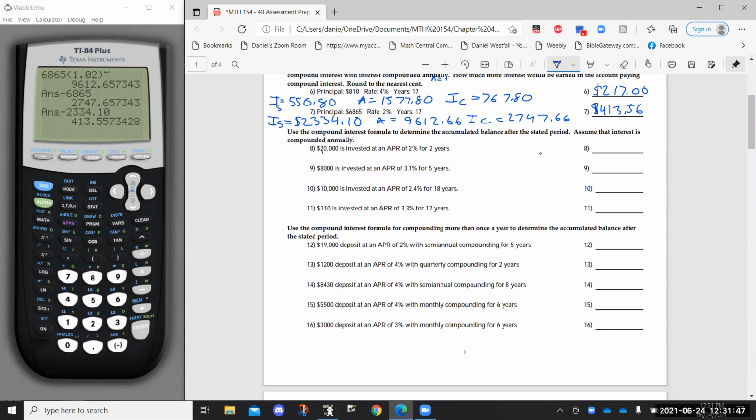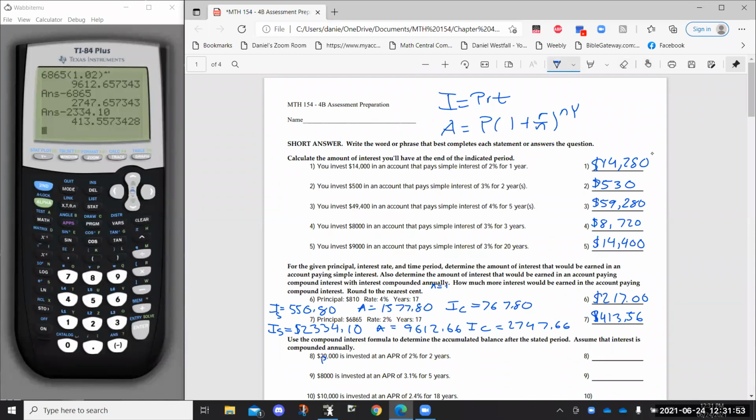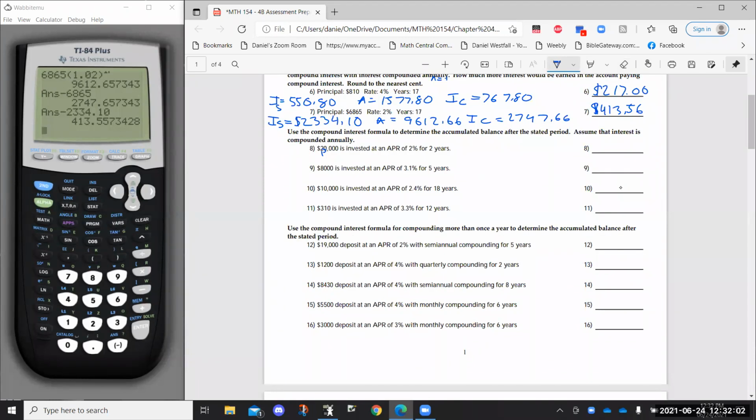So this is going to be my P. This is going to be my APR. We're going to think of that as 0.02. This is going to be my Y for years, right? So we're going to just plug that into the calculator. It's going to be 20,000.